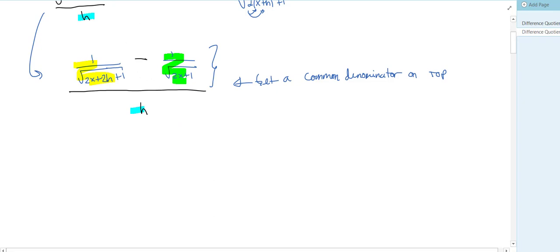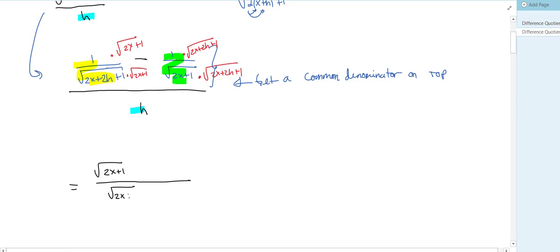So for our common denominator, we need to multiply this one, top and bottom, by what is missing. So the square root of 2x plus 1, multiply top and bottom, and this one, we're missing the other. So the square root of 2x plus 2h plus 1, multiply top and bottom. And so what we'll get is, right now we're going to have the same denominator. So my denominator is going to be these two radicals multiplied together. So the square root of 2x plus 1 times the square root of 2x plus 2h plus 1.